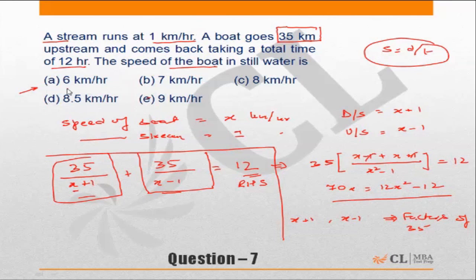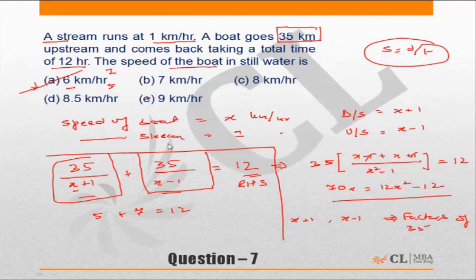For example, if I take choice A, 6 kilometers, 6 plus 1 is 7 in one direction and 6 minus 1 is 5. 6, 7 and 5, both of them are factors, substitute and check. So 35 upon 7 is 5 plus 35 upon 5 is 7 equal to 12. Correct answer is choice A. Your task, please remember, is to check the choices rather than solving the equation. Solving the equation is usually more time consuming than checking the choices.